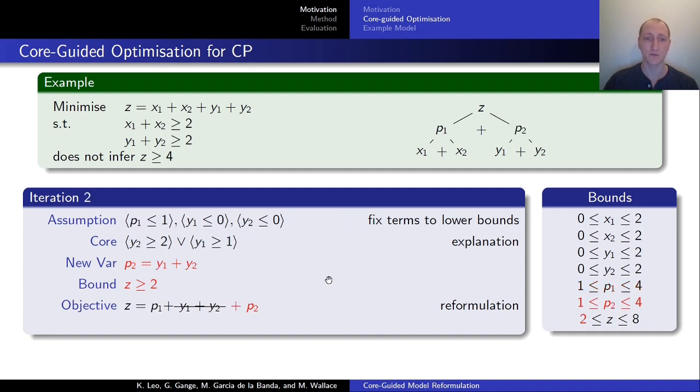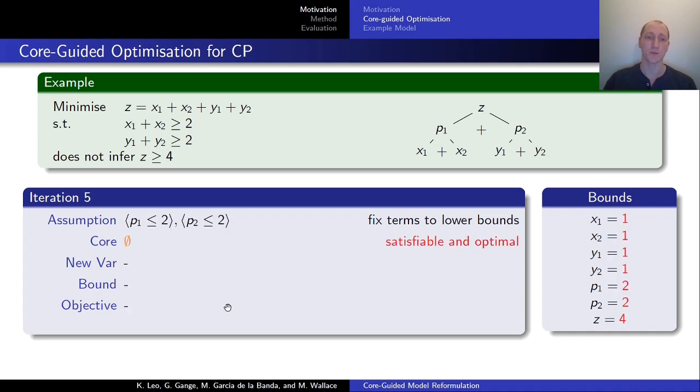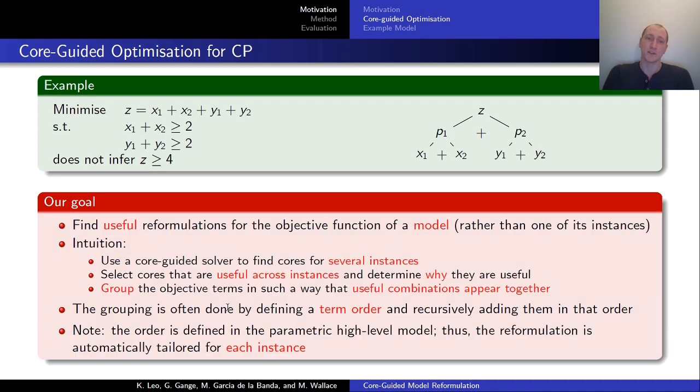This process continues, again fixing all of the objective terms to their lower bounds, and it introduces more new variables and does more reformulation until we're just working on these new variables, and we increase the bounds on these until we find a satisfiable solution. And because we've been pushing the lower bound, once we find a solution, it's an optimal solution to this problem. So in this paper, we want to find useful reformulations of objective functions for a model, not just instances.